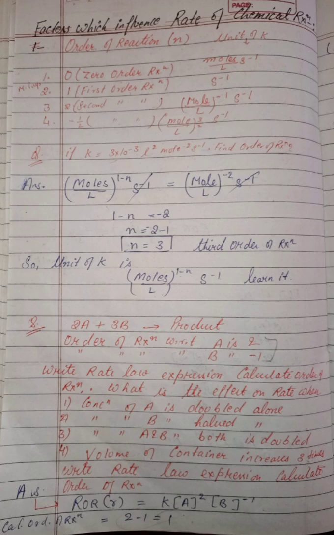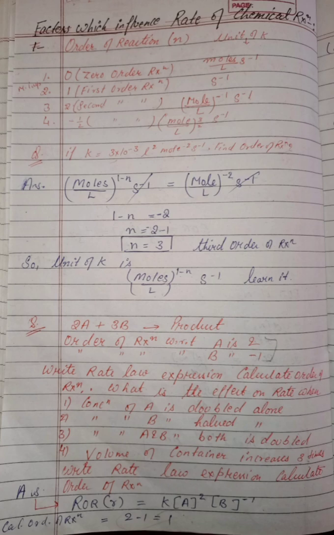So what will happen? In the first question they are asking, if K is equal to 3 into 10 to the power minus 3 liter square mole minus square second inverse, find the order of the reaction. In this one we have to find the order of the reaction.